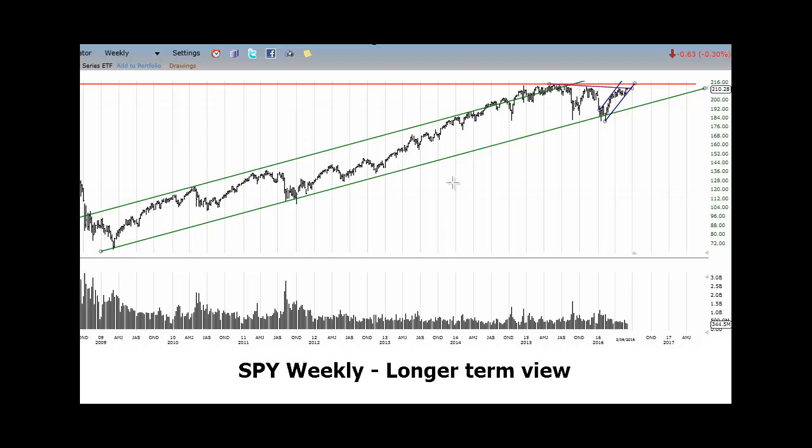So in today's video I'll be concentrating on the SPY, and we'll take a detailed look at that over multiple time frames, and hopefully this will show you how I analyse the structure of a stock or a market. So we'll get stuck straight into it. And you can see here I've got the SPY weekly chart up, looking at it over the longer term view.